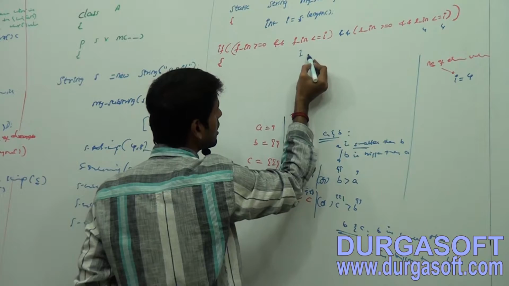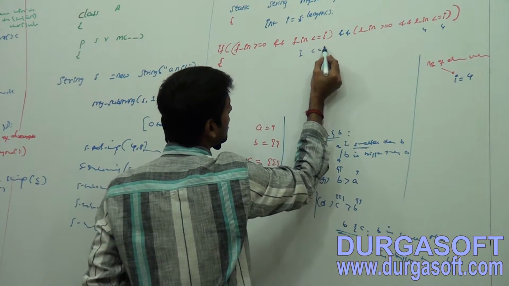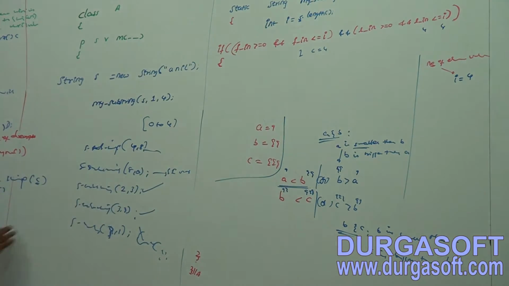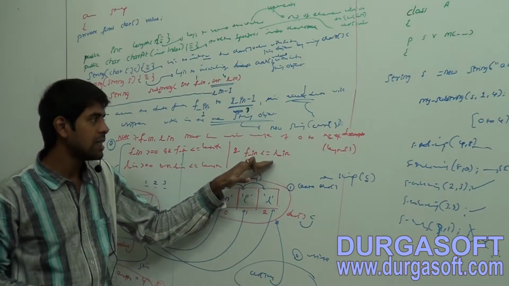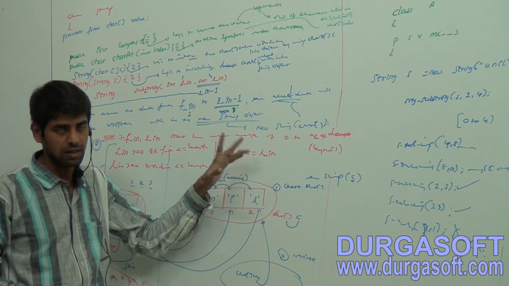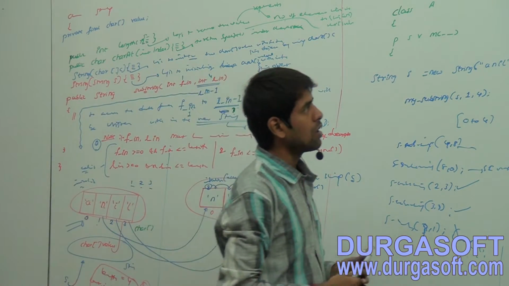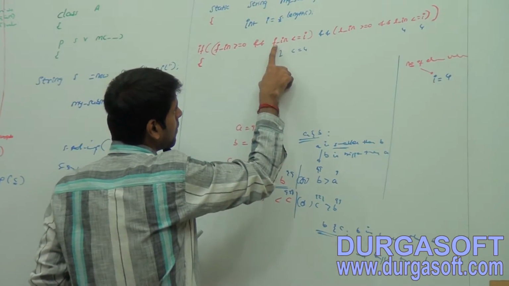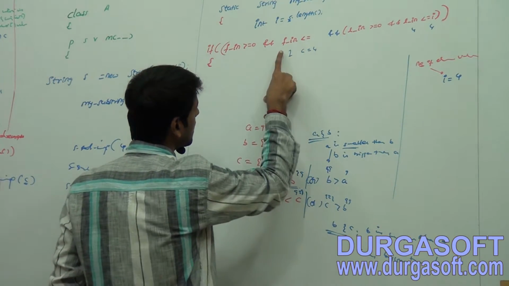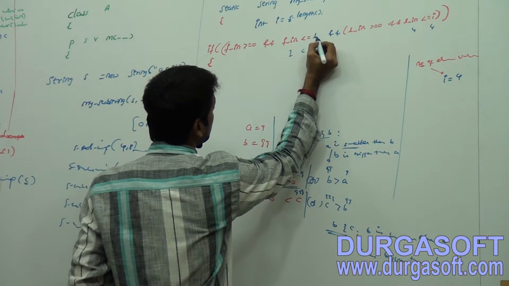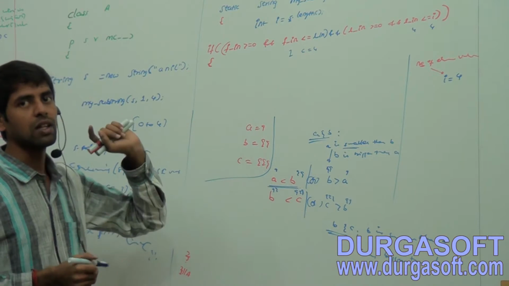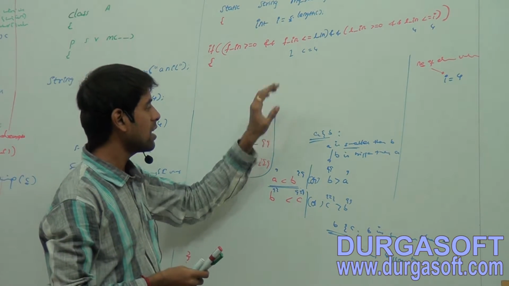Now the first index value is what? 1. Less than or equal to 4. No need to check. Observe here. I have one condition: first index is less than or equal to last index. Now observe. If first index is less than or equal to last index, is that changing our meaning? No.